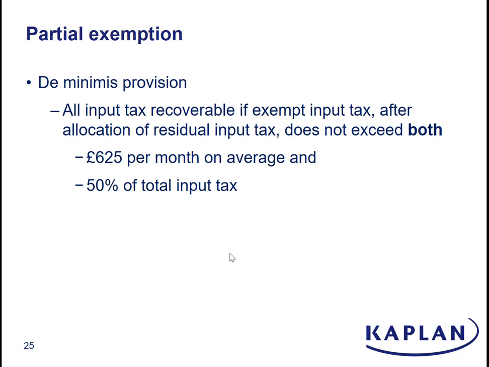You then have a look and you see how much VAT you can recover and how much is irrecoverable. However, there is a potentially important de minimis provision that says if the apparently irrecoverable VAT is only small, then the revenue don't want to mess around with it, and so they let you recover all of it anyway. So how do they define small? Well, you have to satisfy 2 separate tests. It's got to be less than £625 per month on average, and it's got to be less than half of your total input VAT. And if you qualify under that, then you can have all of your input VAT back.